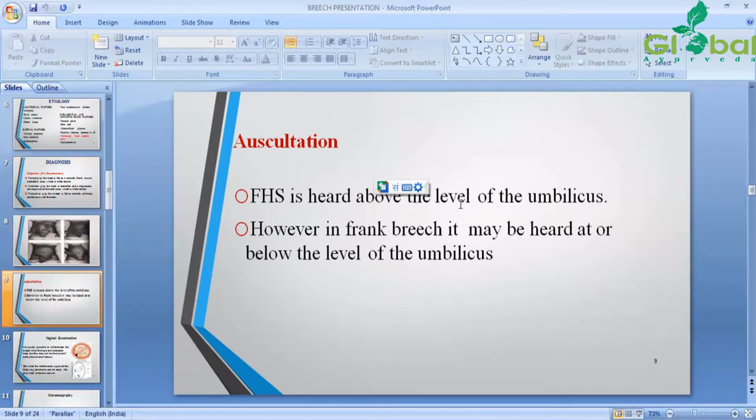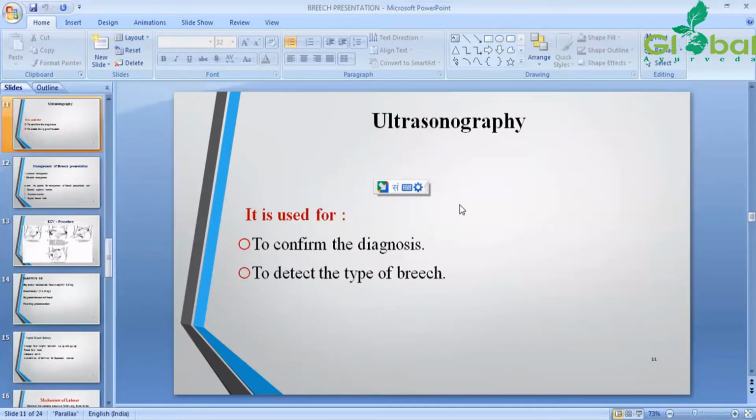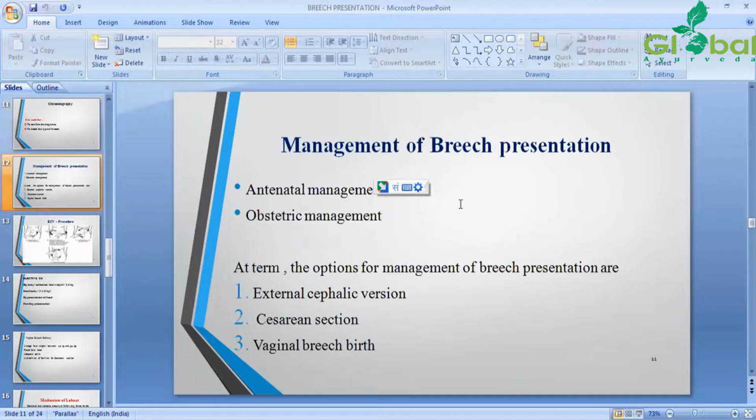Then coming to the next slide, vaginal examination. While doing a vaginal examination in the case of breech presentation, we can feel the anus, the knee, sometimes the sacrum, sometimes the heel. Then ultrasonography is to confirm the diagnosis and also helps us to detect the type of breech. Then how can we manage breech presentation?